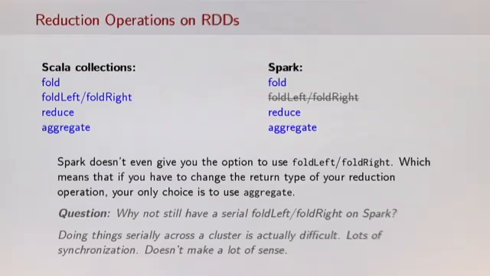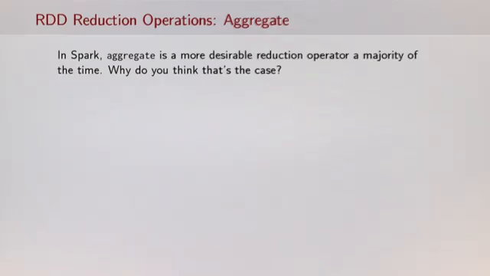So it simply doesn't make sense to try and make sure that something happens before another thing in a distributed system. Which means it simply doesn't make a lot of sense to try and make available serial operations like fold left on a cluster. In fact, I'll even argue that in Spark, the aggregate operation is actually a more desirable reduction operation a lot of the time. Why do you think that's the case? So remember, we're in distributed thinking now. We have big data sets. What is it about the jobs that you might want to do with Spark that would make an operation like aggregate so desirable to use?